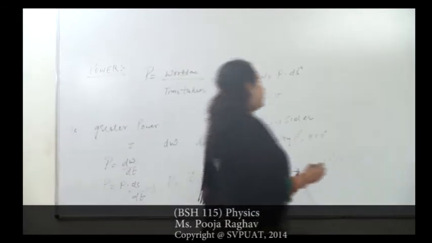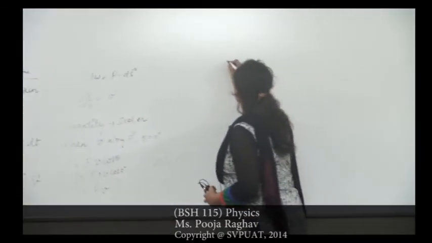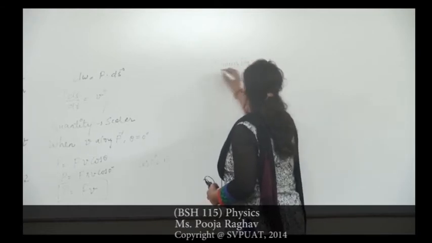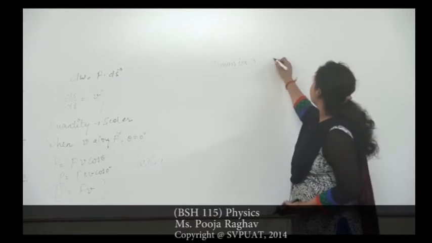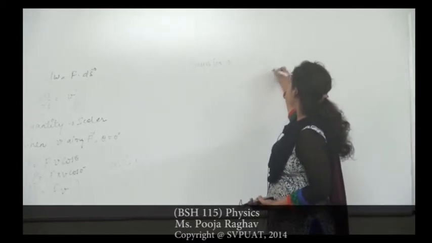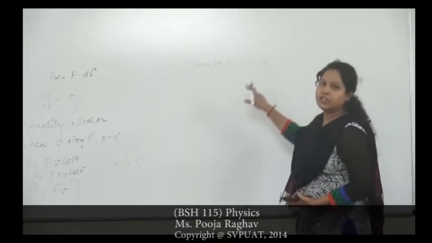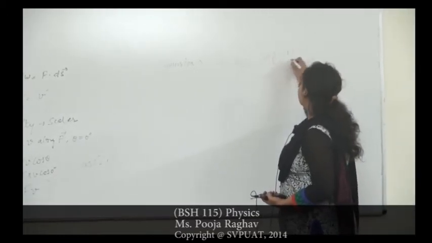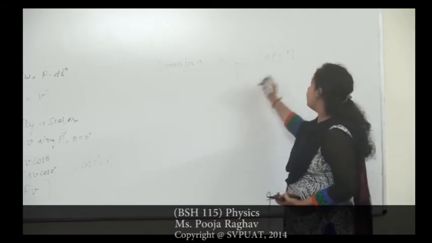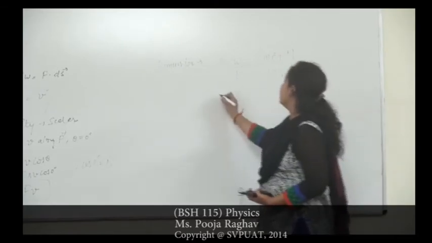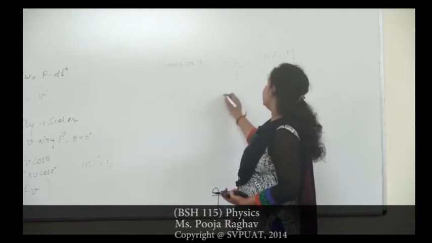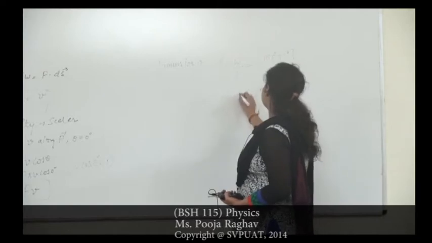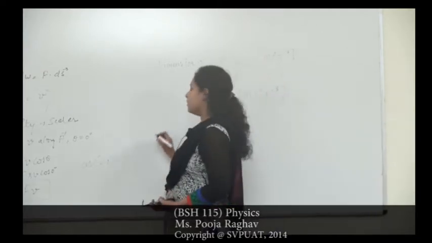Now the next topic is dimension of power. We know that power equals work done upon time. Then we put the dimension of work done, ML squared T minus 2, upon the dimension of time, T. Then the dimension of power is equal to ML squared T minus 3. And the next topic is unit.